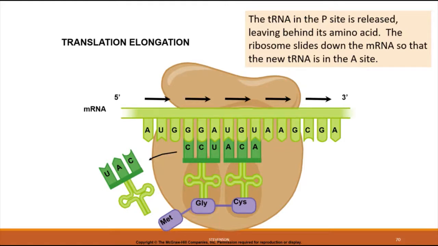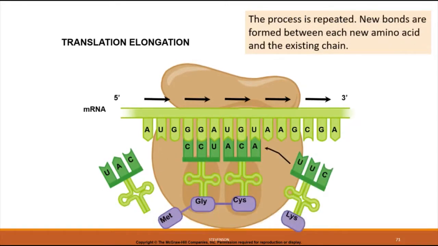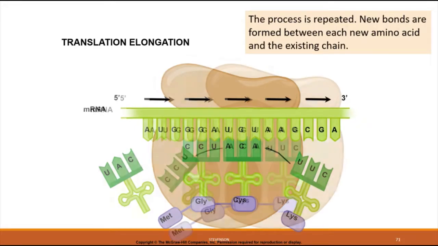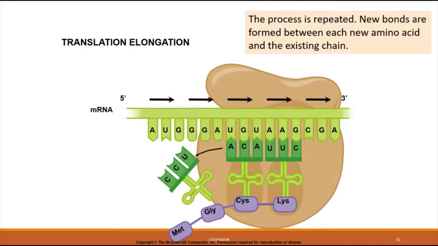This process repeats where a new tRNA is called up to match with the next codon, AUG GUC. This one's carrying lysine. And the ribosome moves over to capture that new tRNA, kicking out the tRNA that was in its P site and leaving behind the amino acid that it formed a bond with.